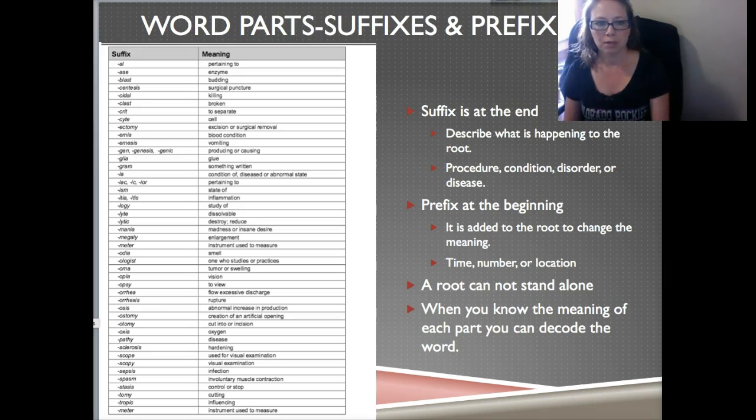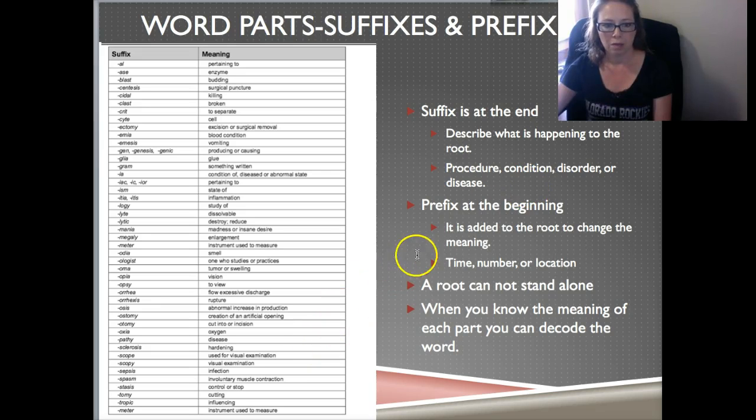Word suffixes and prefixes. This first page just kind of goes over suffixes over here to the left. Suffixes are usually describing what's happening. So if something's enlarged in the body, then we call it megaly. Maybe a cell's getting destroyed, then we call it lytic. So the suffix is telling you what's going on with your root. It also might describe a procedure, condition, or disorder of that disease.